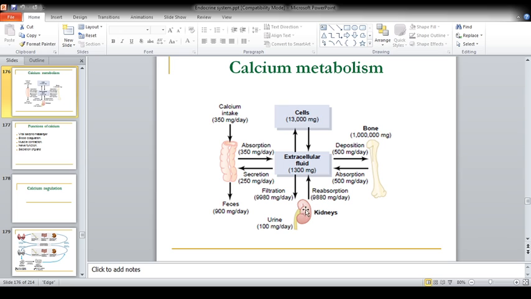Moreover, the kidneys are filtering about 9980 milligrams of calcium per day and reabsorbing 9880 milligrams of that calcium back into the blood. So only 100 milligrams of calcium is excreted per day via the kidneys, whereas about 900 milligrams of calcium is excreted via feces per day. So this is how the whole chain of calcium works in our body.